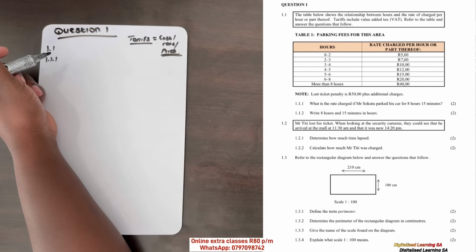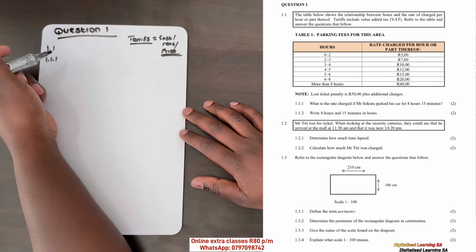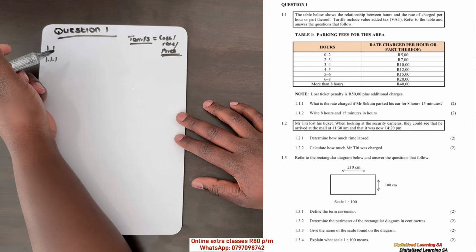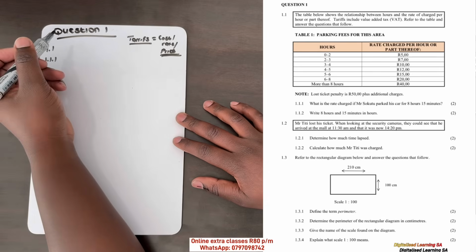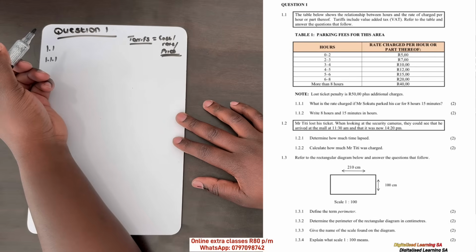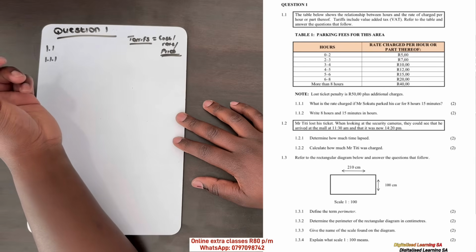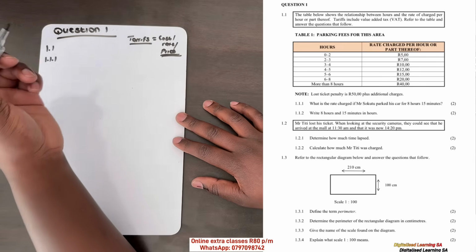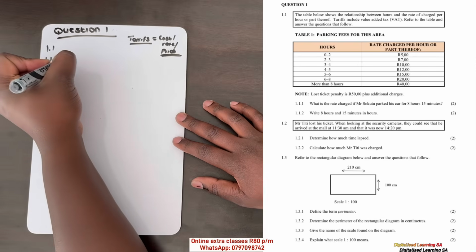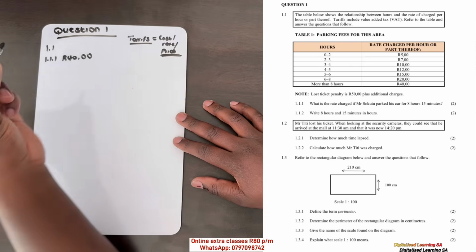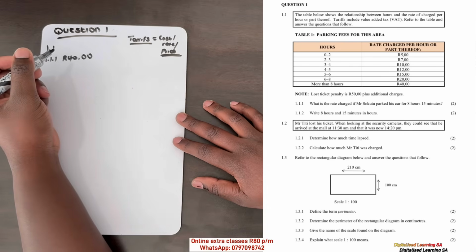So question 1.1.1 says, what is the rate charged if Mr. Sokutu parked his car for 8 hours and 15 minutes? So if we look at the last row on our column, we can see that if you park for more than 8 hours, you will have to pay 40 rand. And we can see that Mr. Sokutu parked his car for more than 8 hours, meaning that he will have to pay 40 rand.